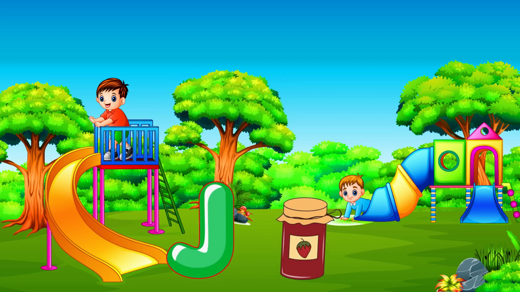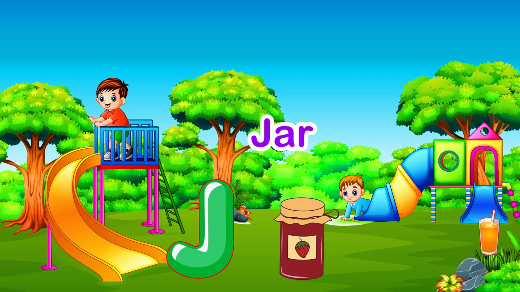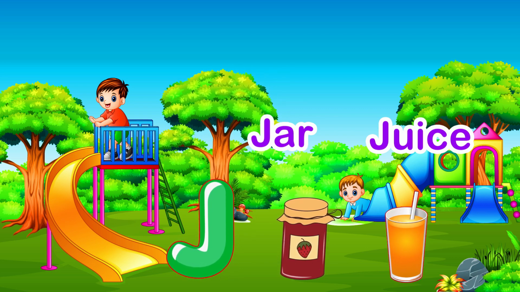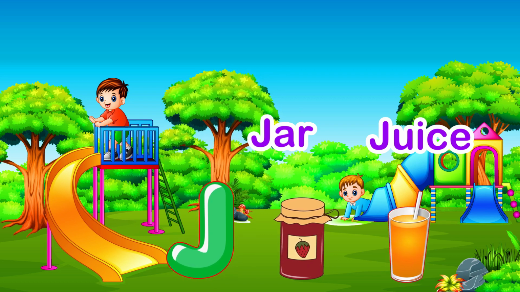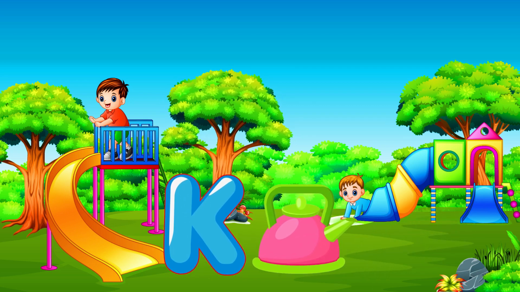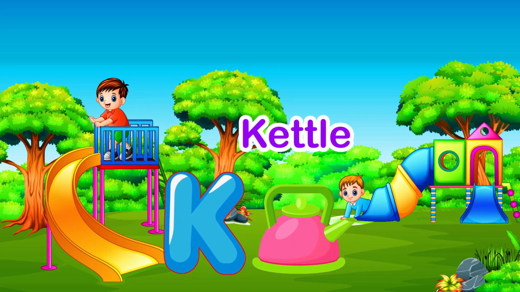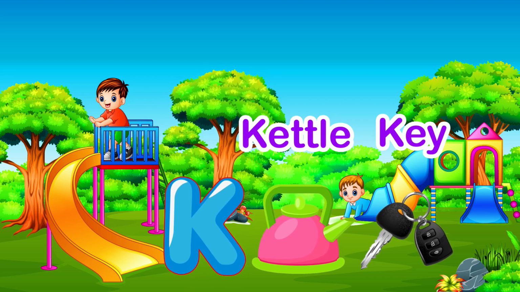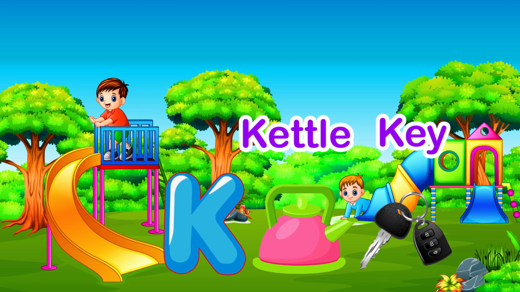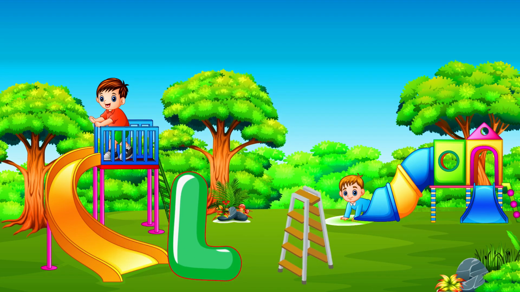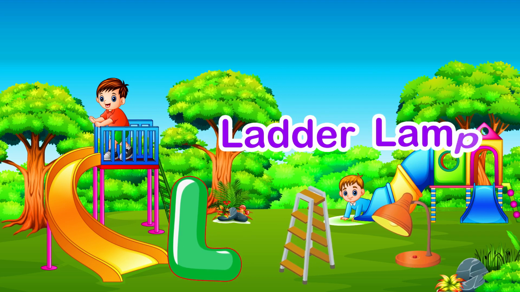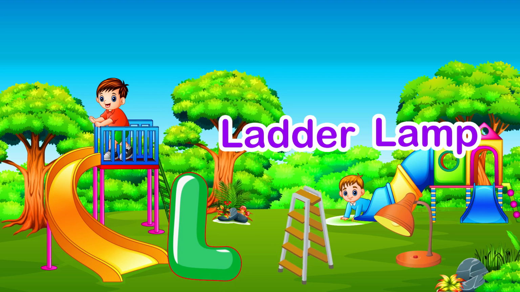J is for jar, jar. J is for juice, juice. J is for jar. J is for juice. K is for kettle, kettle. K is for key, key. K is for kettle. K is for key. L is for ladder, ladder. L is for lamp, lamp. L is for ladder. L is for lamp.